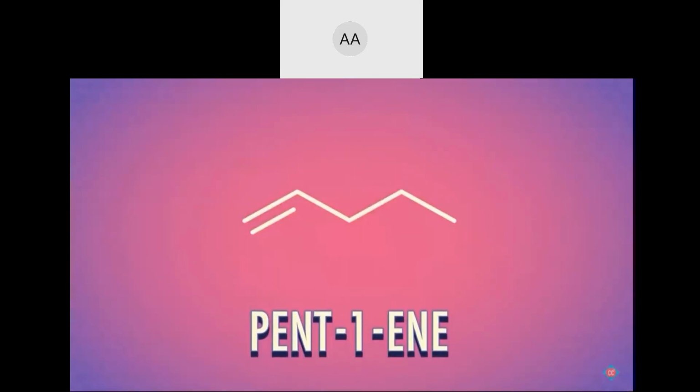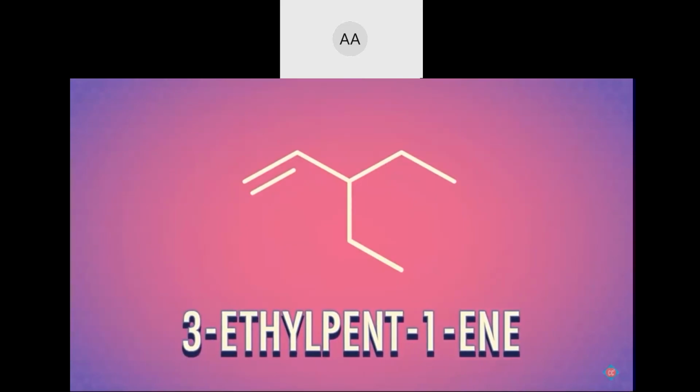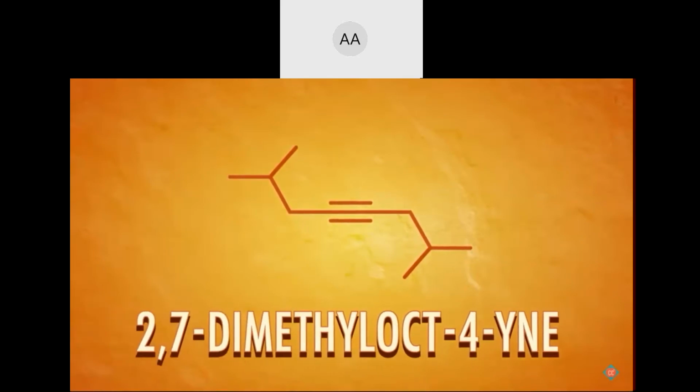If we take our alkene friend pent-1-ene and add an ethyl group, that's 2 carbons and 6 hydrogens at carbon 3, we name this 3-ethylpent-1-ene. Or if we put 2 methyl groups on the 2nd and 7th carbons of the alkyne oct-4-ine, meet the spectacular 2,7-dimethyl-oct-4-ine.